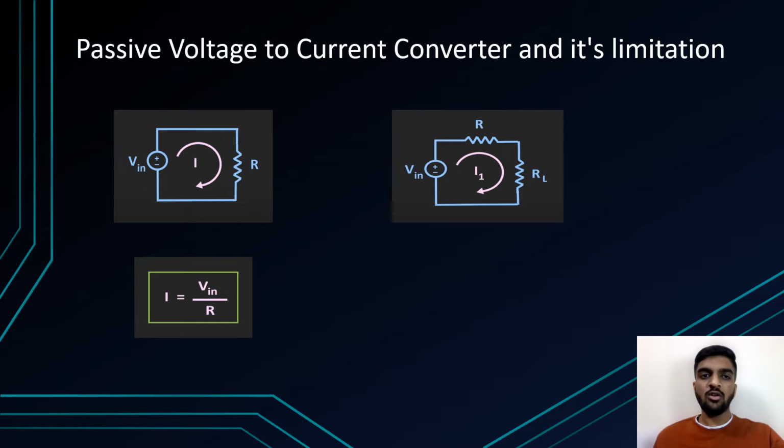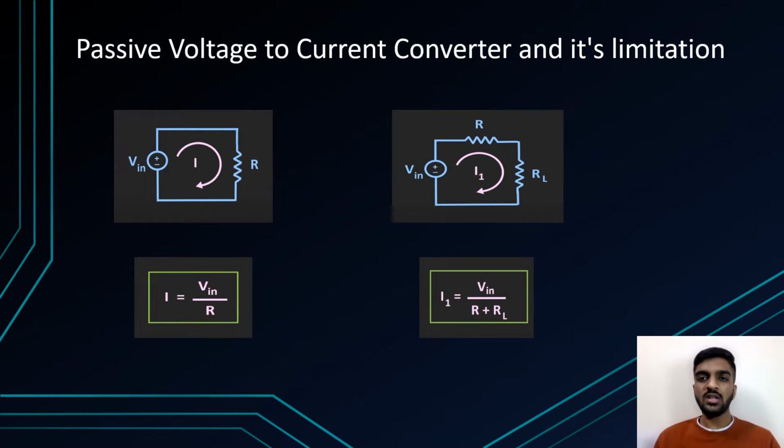Now, if we connect the load resistor in series with the input resistance, the current I should also flow through the resistor here, because we are assuming that there is no voltage drop across the load resistor. But actually, there is some voltage drop across this load, and because of that, the current flowing through the load will also change. In this given equation, we can know that I1 is equal to Vin by R plus RL.